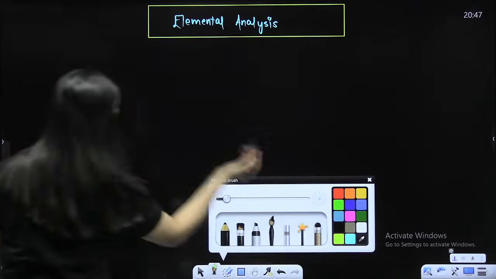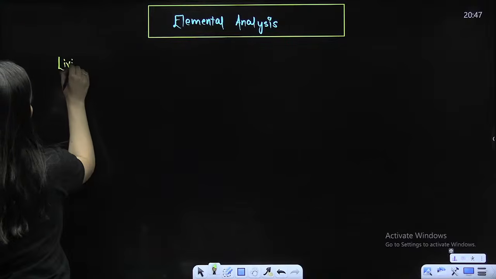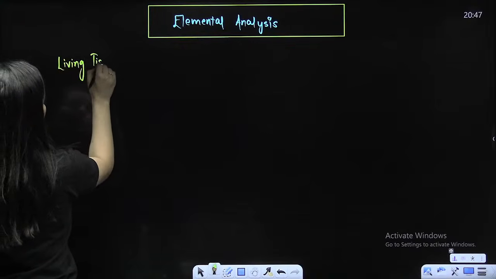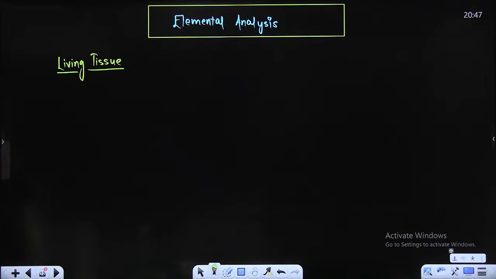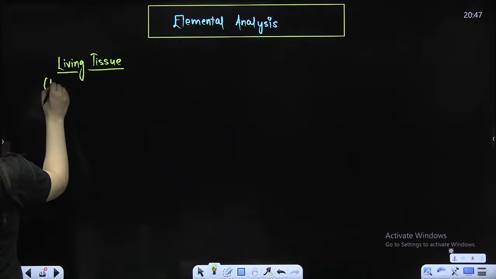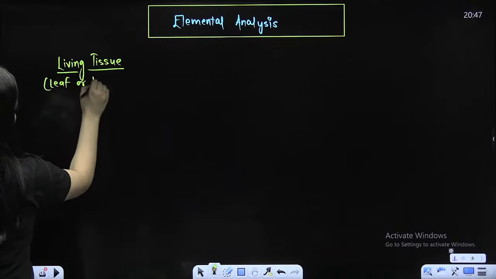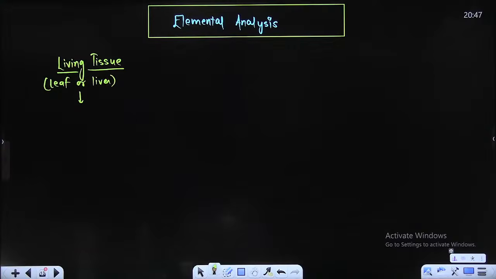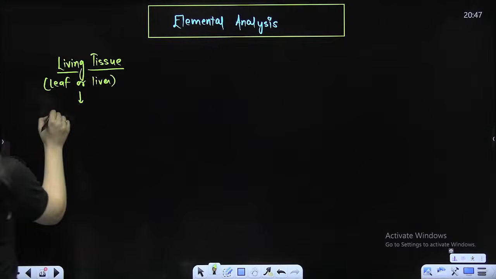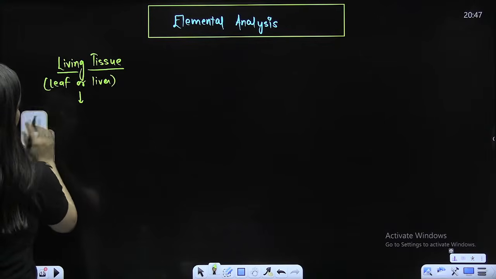So first of all, again, we have to take a living tissue. What we have to take? We have to take a living tissue, right? It can be leaf, liver, I told you, anything, leaf or liver. Then beta, we have to measure its weight. Measure its weight.